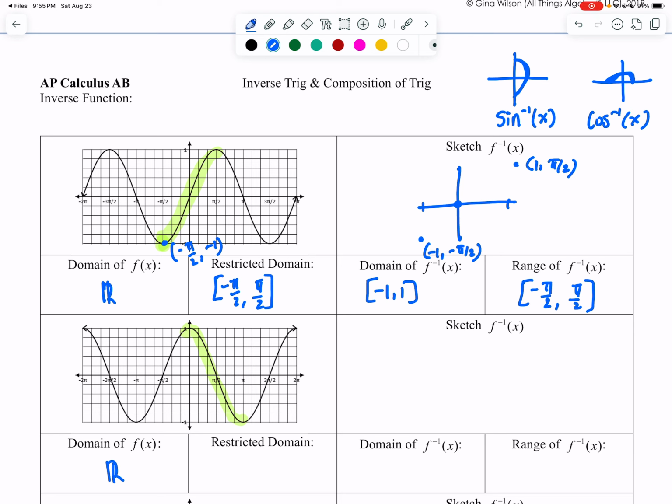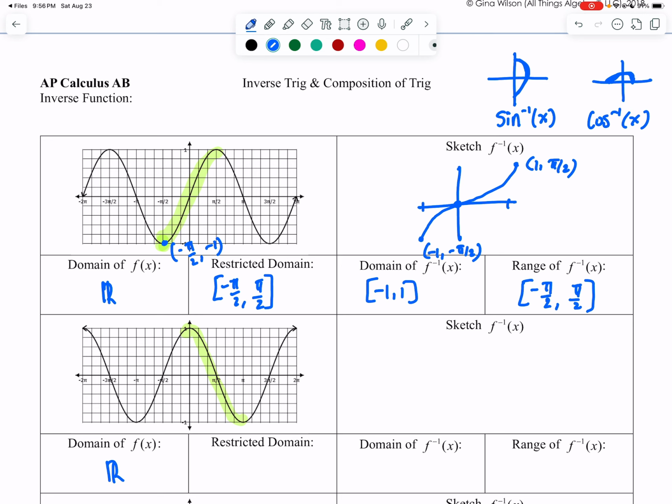And then looking at your concavity here, notice how this one is concaving up, so our inverse is going to be concaving down. We're just going to look at this right here, something like that. And then from 0 to pi over 2, we're concaving down, so our inverse is going to be concaving up like that right there. And that gives us inverse sine.